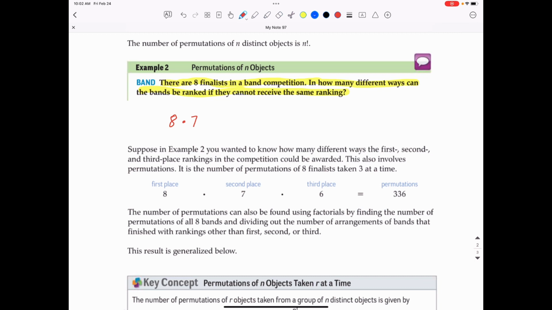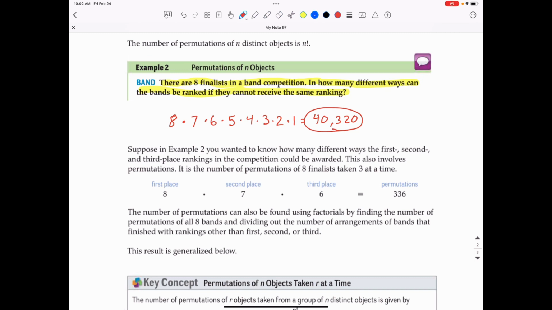Once those 2 bands are chosen, then there are 6 bands remaining to be ranked. Once that band is chosen to be finishing in third place, then there are 5 bands that could finish fourth place, and so on, all the way down to the final band, the leftover band, that could finish in last place. So it'd be 8 times 7 times 6 times 5 times 4 times 3 times 2 times 1. That would be a total possibility of 40,320 permutations.